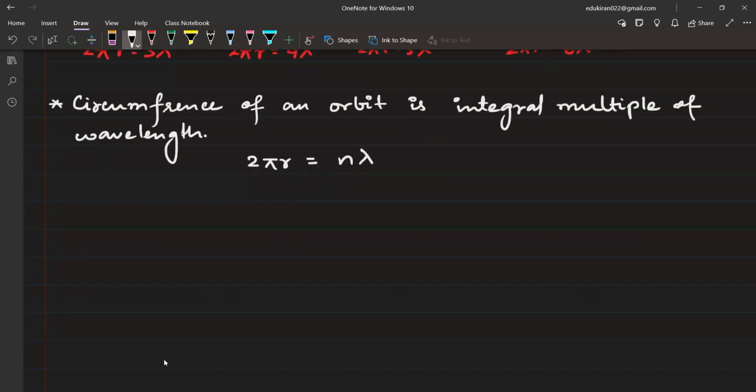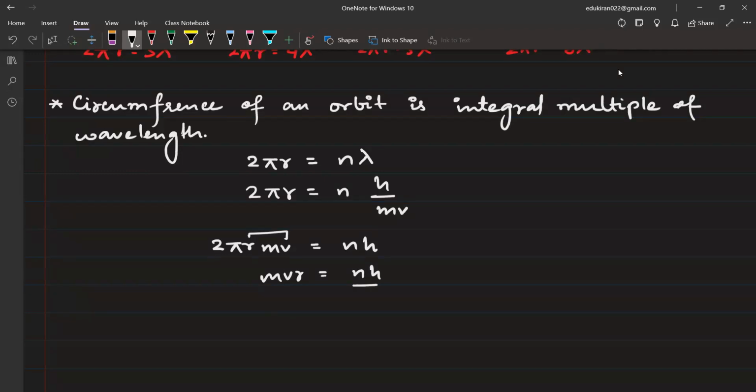Now, please see here, guys. I can also write 2 pi r is equal to n, and lambda is what? h upon mv. We have just seen from de Broglie. h upon mv. Now further, if I shift mv to the LHS, I will get 2 pi r m into v is equal to nh. And from here, I will take mvr. mvr is equal to nh upon 2 pi.